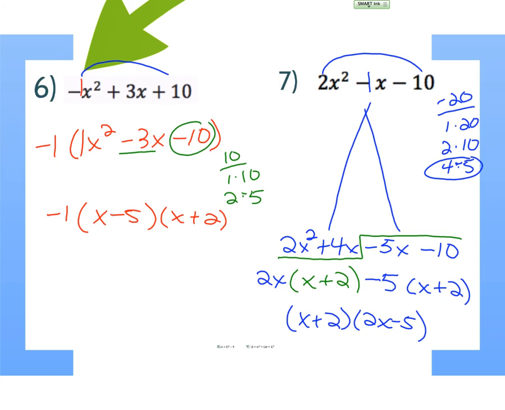Any questions? Any of this factoring stuff that you think might help everybody?